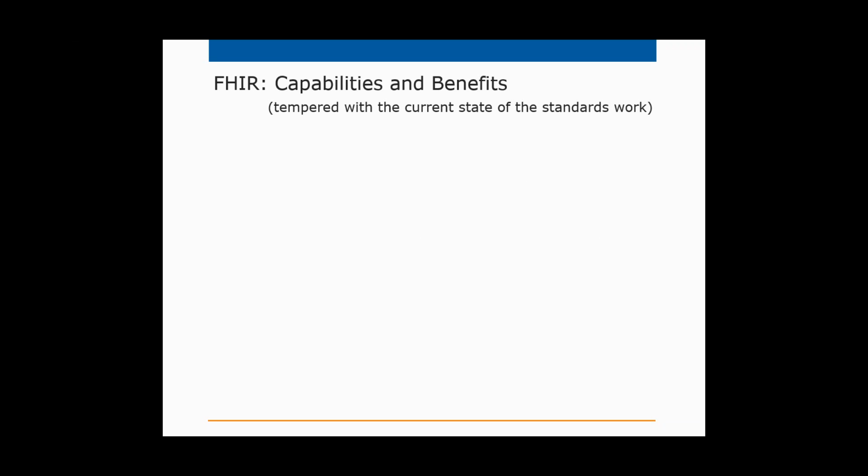So I want to use this same slide title, capabilities and benefits, and I want to temper it a bit with the current state of the standards work. Currently, FHIR is still at a DSTU1 version. That stands for Draft Standard for Trial Use. The Draft Standard for Trial Use version 2 is expected this year. Current plans were to have that ballot completed by the end of July. We're just a little bit behind there, but it is still expected to be out this year.